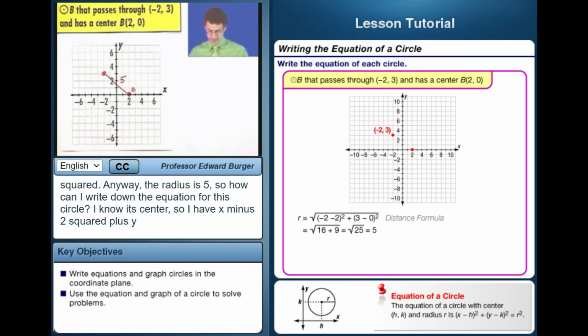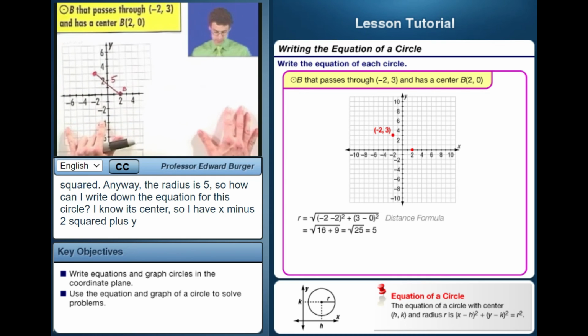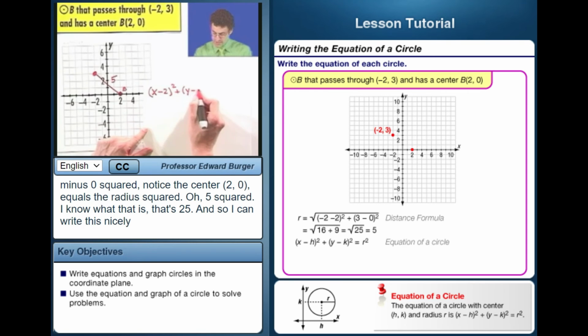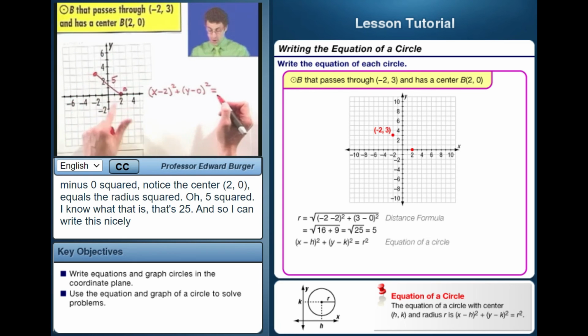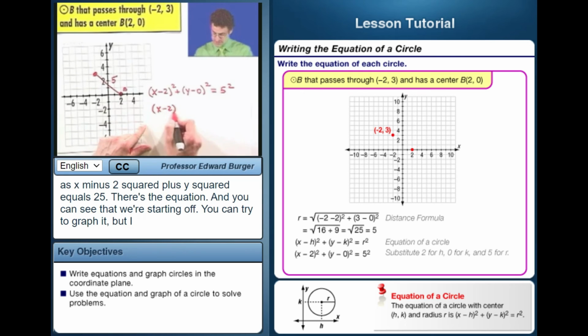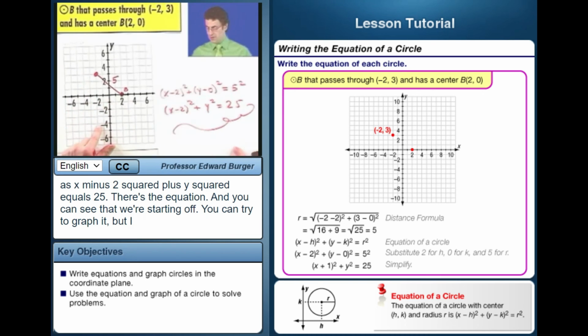And so how can I write down the equation for this circle? Well, I know its center. So I have (x minus 2) squared plus (y minus 0) squared. Notice the center, 2, 0, equals the radius squared. Oh, 5 squared. I know what that is. That's 25. And so I can write this nicely as (x minus 2) squared plus just y squared equals 25. So there's the equation.